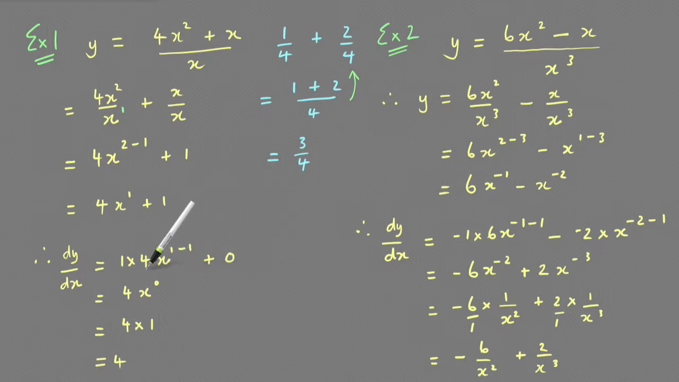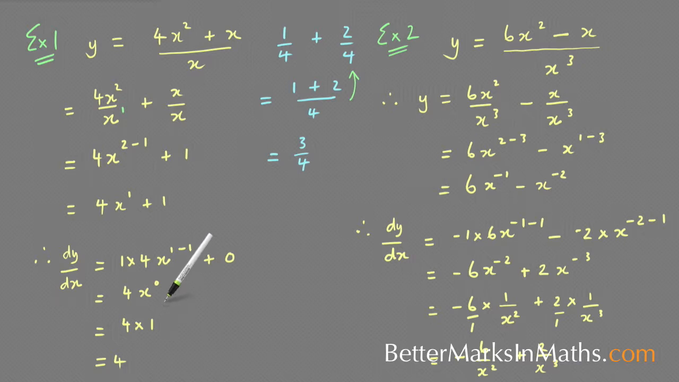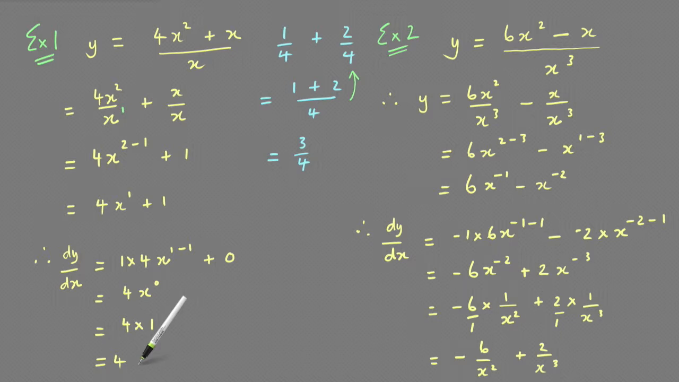So the next step, 1 times 4 is 4, and then x to the 1 minus 1 is 0, so 4x to the 0. Any term to the power 0 is equal to 1, except the number 0. 0 to the 0 is undefined. And so you end up with 4 times 1, which equals 4. And that's the answer to this one. That's the derivative of this expression up here.